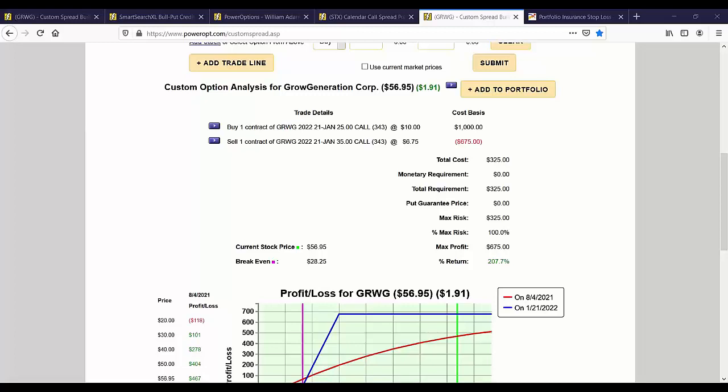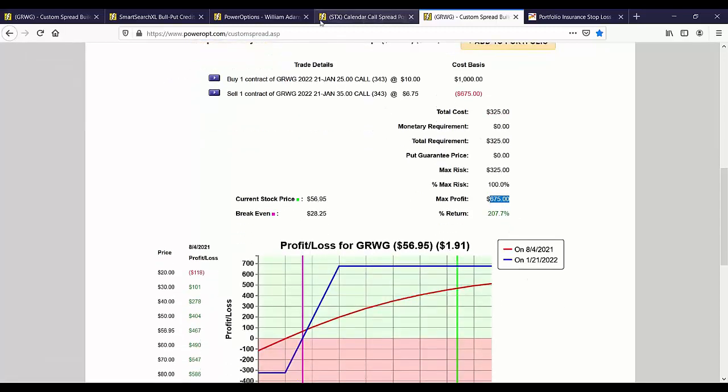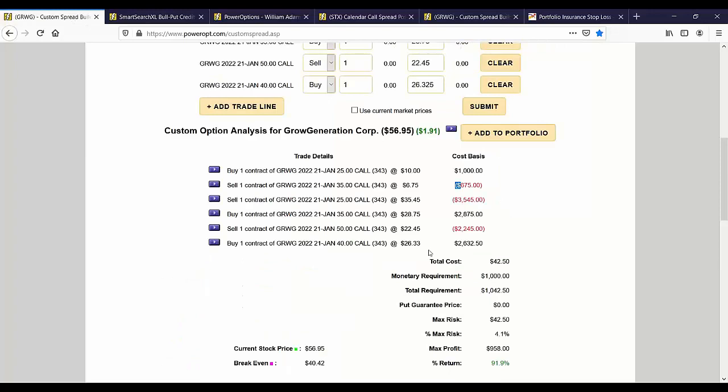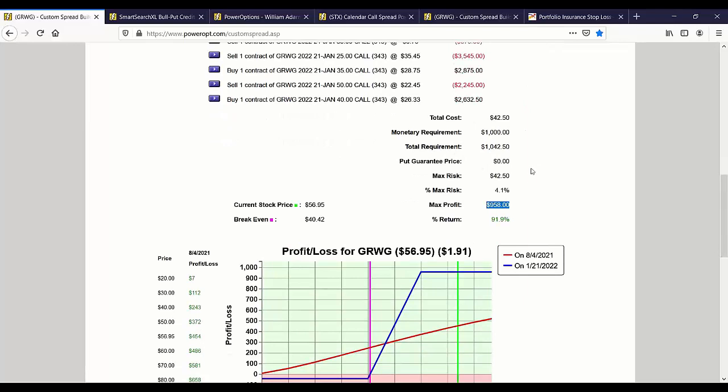Yeah, the original position is now 675 credit. Okay, that's what, yeah, the max profit was 675. So moving that, what we just did, would increase the return to 958 with a low exposure. So yes, if you close now, you're near the maximum.